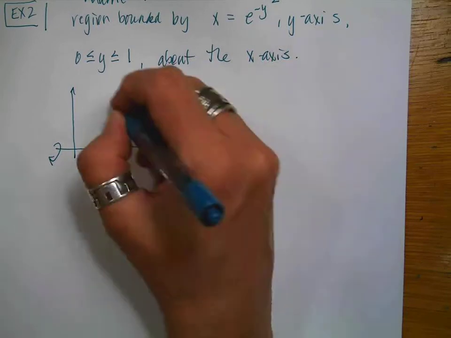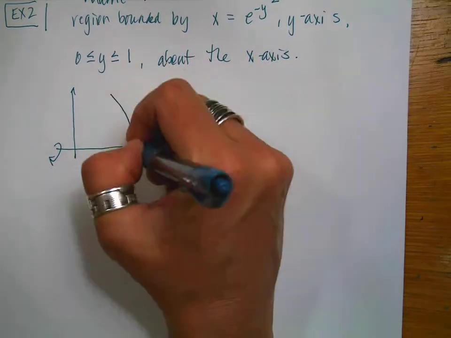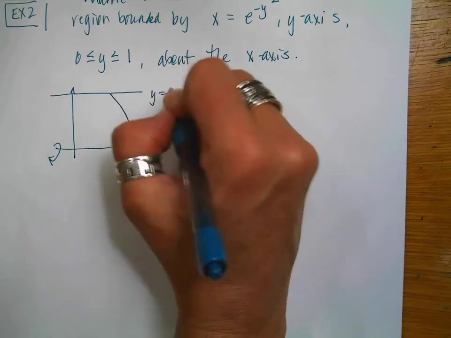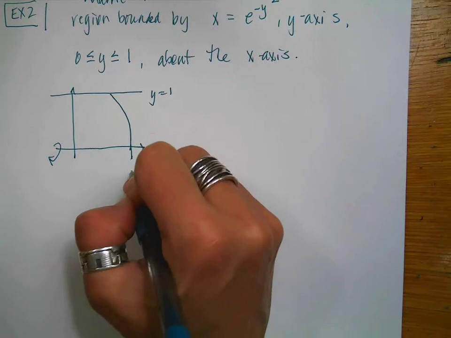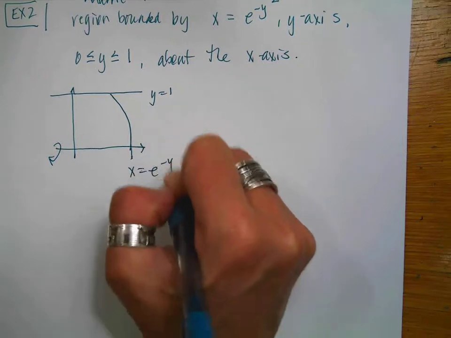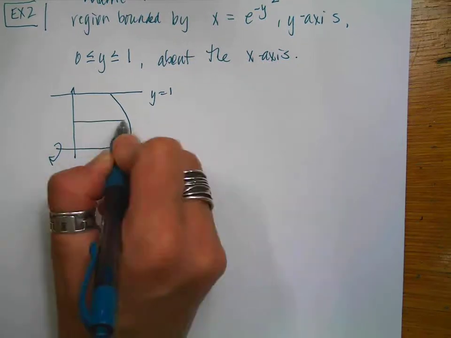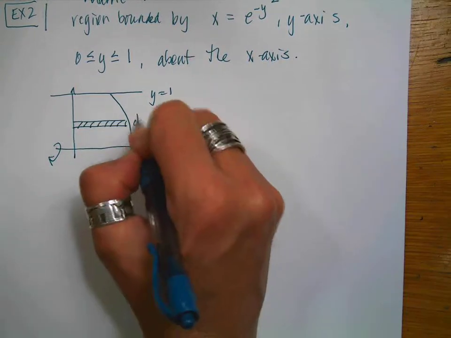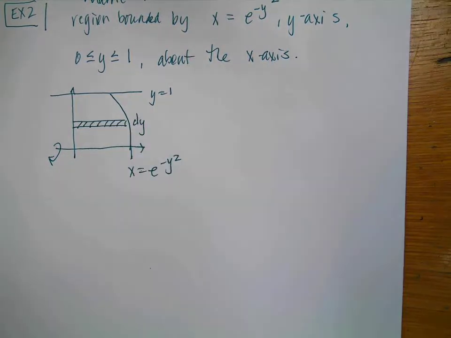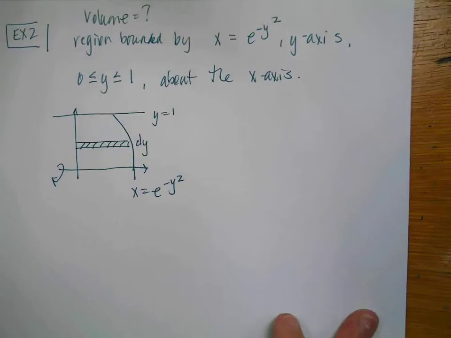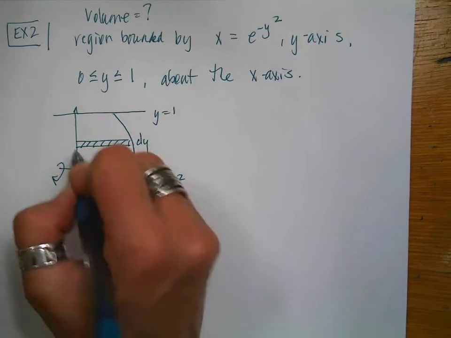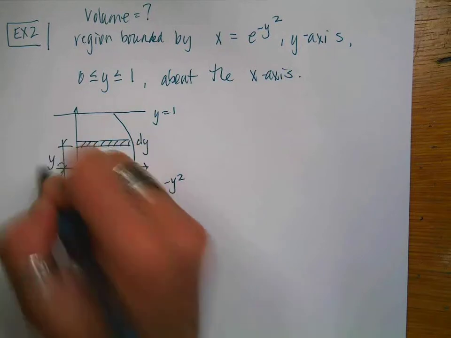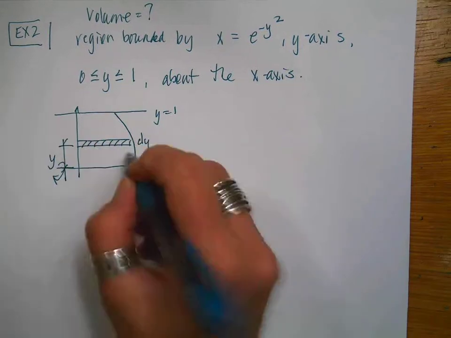So if I graph my shape, here's the curve. Here is y is equal to 1. This is going to be my curve, x is equal to e to the negative y squared. I'm parallel to my axis of rotation, so I'm going to call that dy. Because I'm going to use the shell method, I need to identify my p of x or p of y. So this is going to be y.